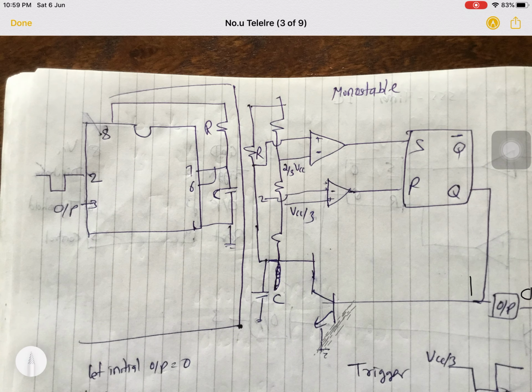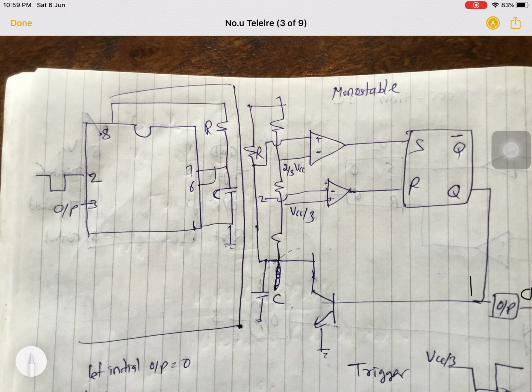This transistor will be on. On means it will become like a short circuit. The transistor is acting as a switch. So when we give 1, the transistor becomes a short circuit. When we give 0, the transistor will become an open circuit. So when I am giving it 1, this transistor is a short circuit.